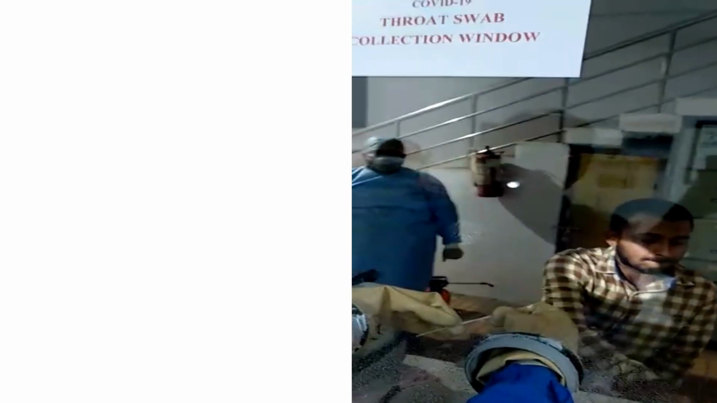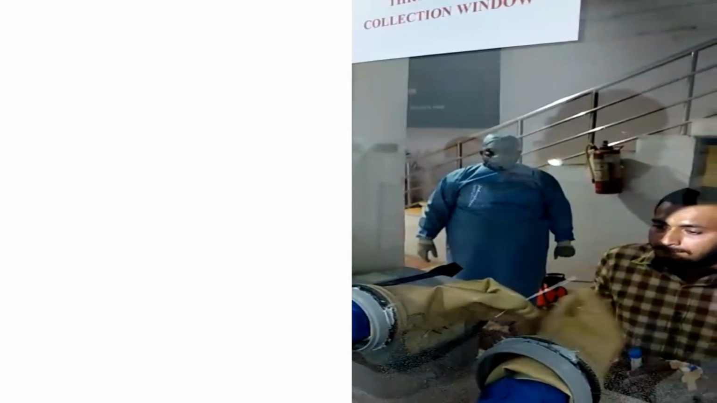So that's it. That is the time when the patient is prone to cough, and that's when the glass pane helps protect the doctor.